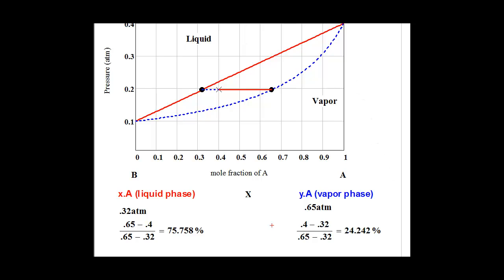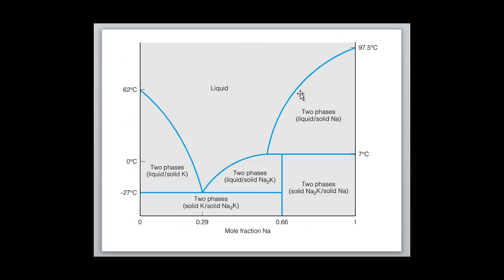Of course, we're more interested in other phase diagrams, not just a simple liquid-vapor phase. So let's take a look at one that's a little bit more involved. Here we have a liquid-solid phase diagram, and on the y-axis, instead of pressure, we have temperature. On the x-axis, what we have is the mole fraction of sodium in a mixture of sodium and potassium.